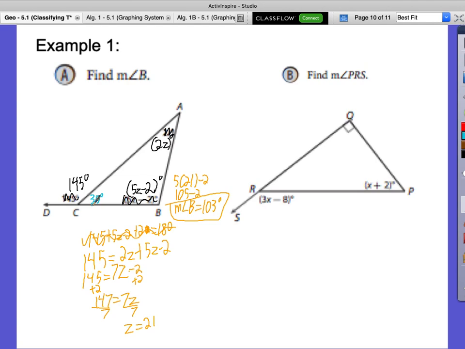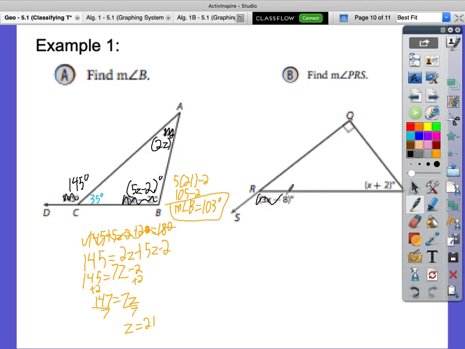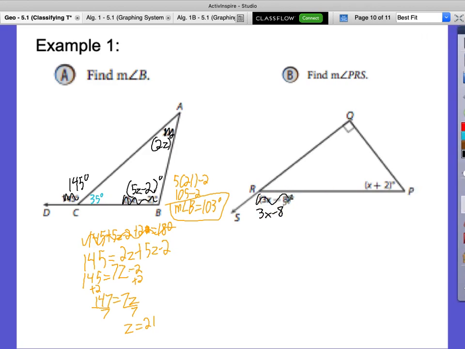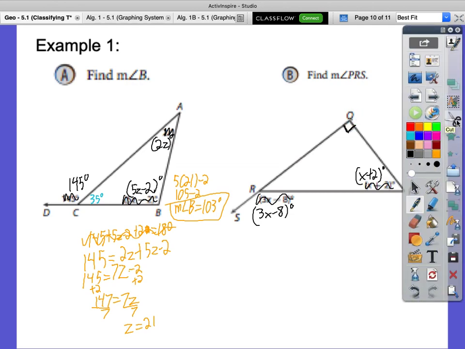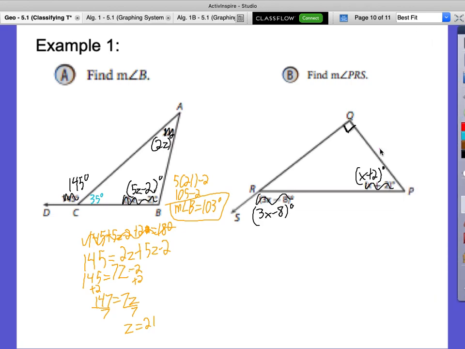Okay. On letter B, we have 3x minus 8 degrees, we have x plus 2 degrees, and we have a right angle. I want to give everyone a chance to set this one up on how you think you might do this. We're going to set up, but I'm not going to make you solve. Okay, yes. Question: that's a right angle, right? Yes.